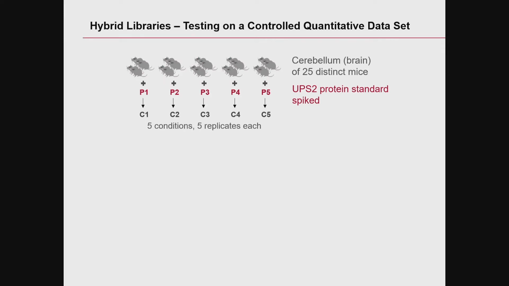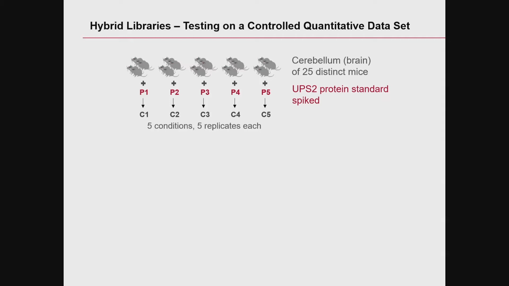And then we tested this on a controlled data set. So we had here a data set which we compiled from a stable background consisting of mice. In this case, we chose to take distinct mice because we also wanted to have biological variability in the data set. So we wanted to have something that reflects reality quite well. So in total, these were 25 mice, 5 conditions. And then we spiked in the UPS2 standard.